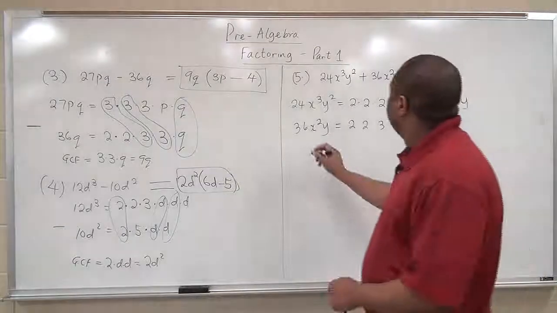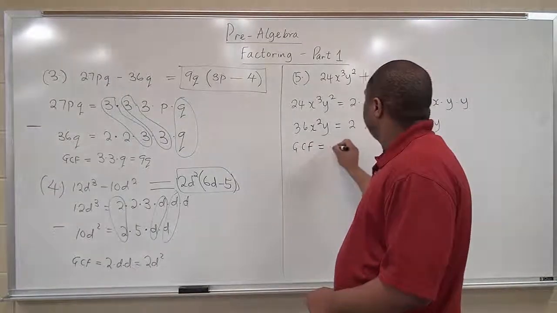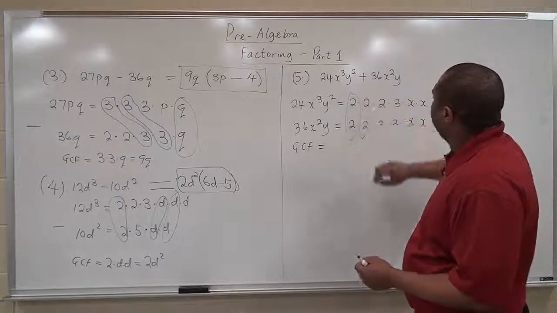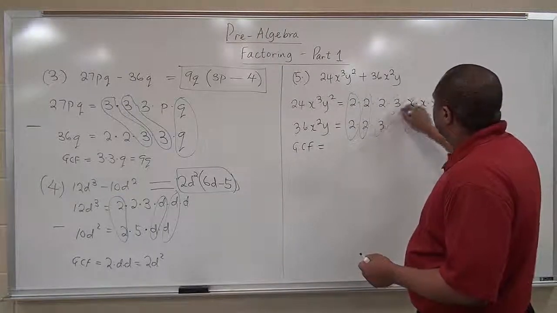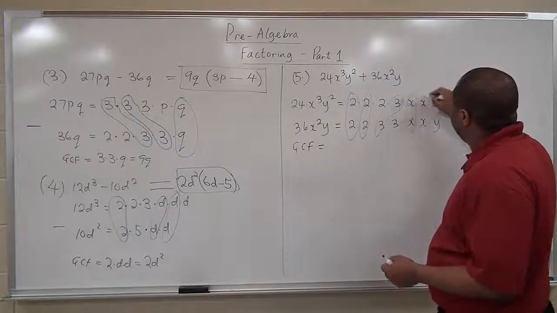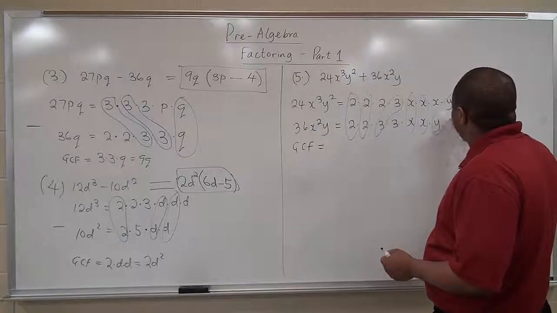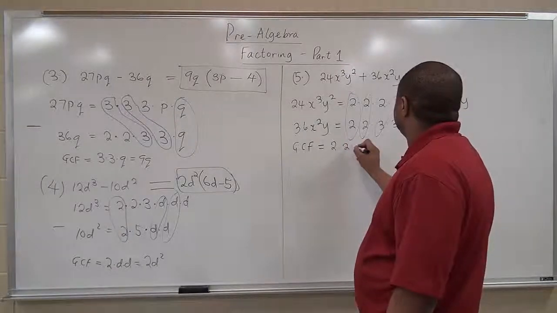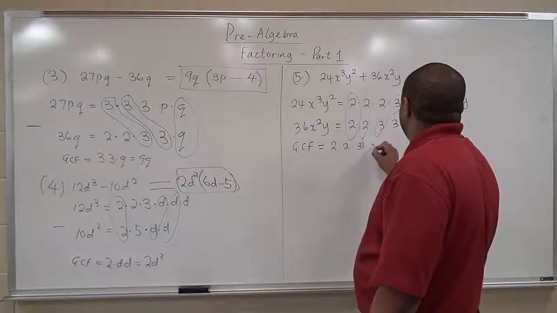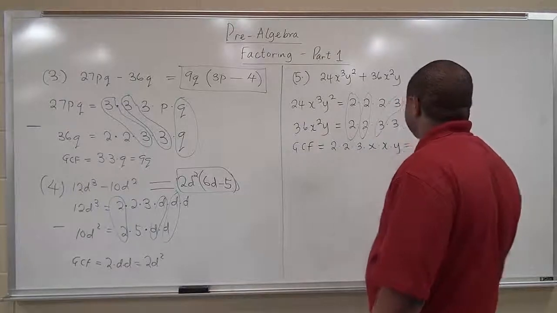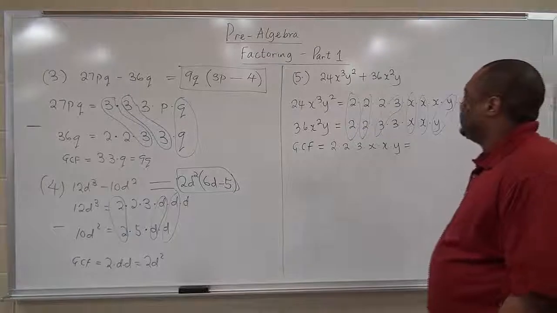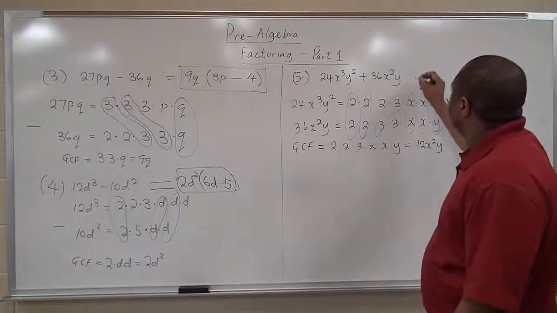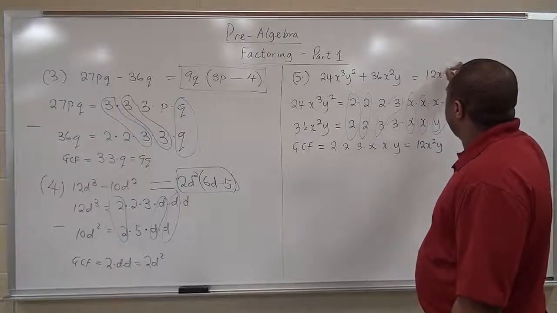Right? So the GCF is going to be what? GCF will be 2, 2, pick, 2, 2, pick, 3, 3, pick, x x, pick, x x, pick, y y, pick. So GCF will be 2 times 2 times 3 times x times x times y. 2 times 2, 4 times 3, 12. 12x squared y. So this will be 12x squared y.